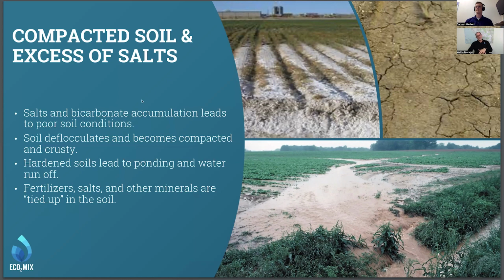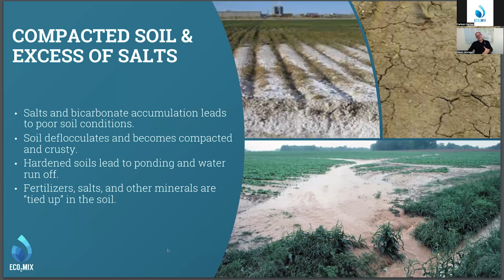When applied water dries out, the bicarbonate in it combines with calcium and magnesium in the soil, locking them up. And by consequence, we have less soluble calcium and magnesium available for the plant. Other issues are the excess of salts and soil compaction. Soil deflocculates and becomes compacted and crusty, increasing water runoff. Nutrients and salt are tied up in the soil, and they are unavailable for the plant.